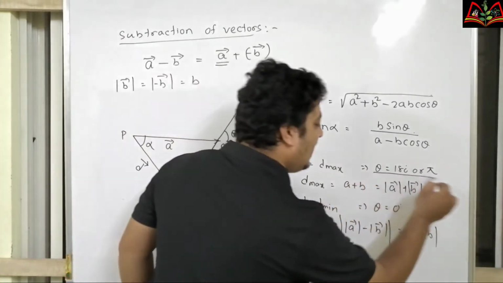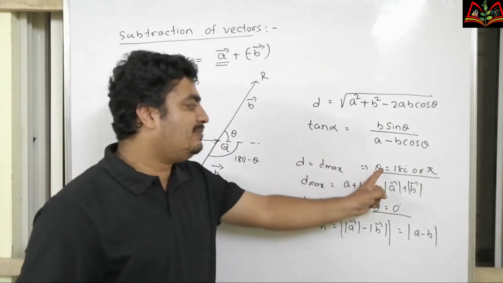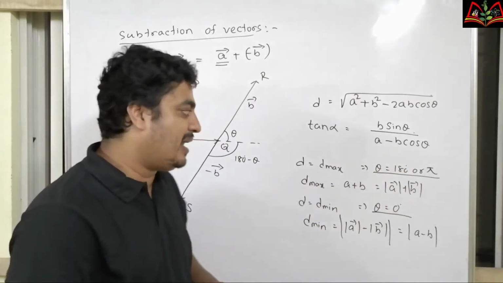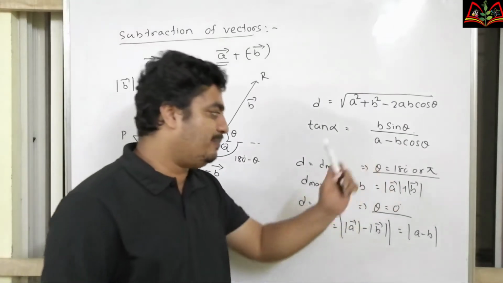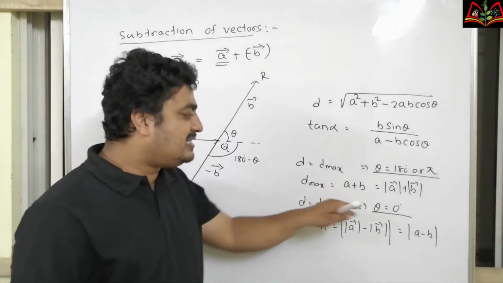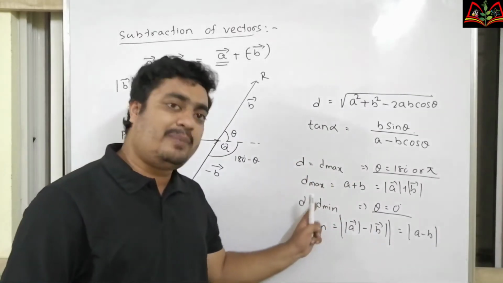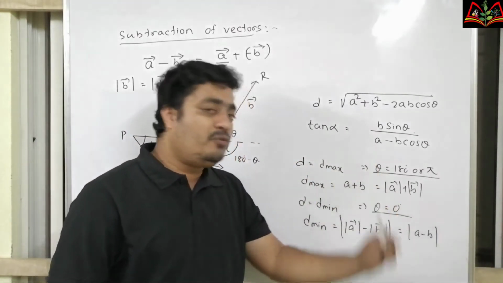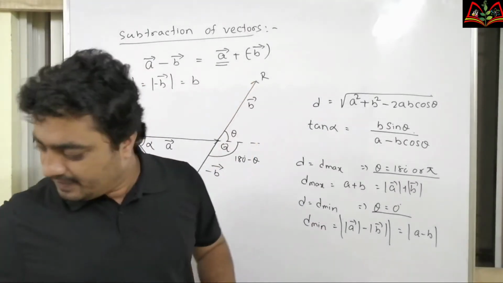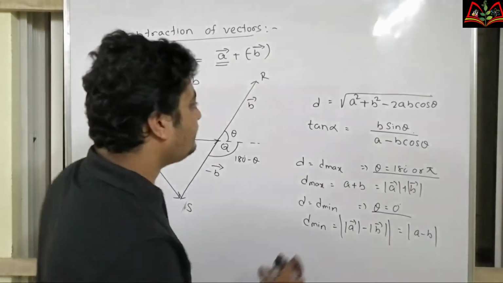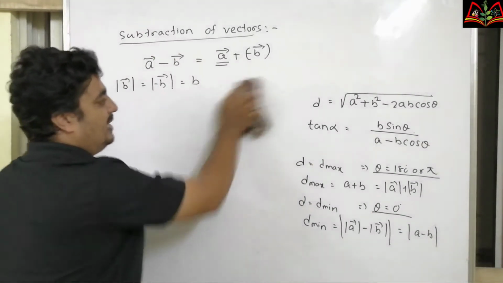But the cases are reversed. The difference is maximum when the vectors are antiparallel, but the sum is minimum when the vectors are antiparallel. Like that, the difference is minimum when the vectors are parallel, but the resultant of the sum is maximum when the vectors are parallel. This is the difference between two vectors. Now, let us check some values.